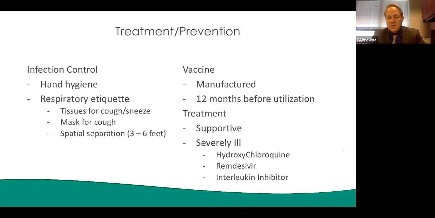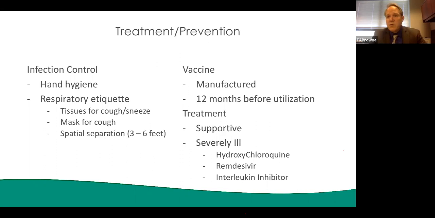The other thing that we're using is we're stopping the body from overdeveloping a response to this, which can be dangerous to the body. So we're inhibiting things like interleukin. So an interleukin inhibitor could also help people recover faster.